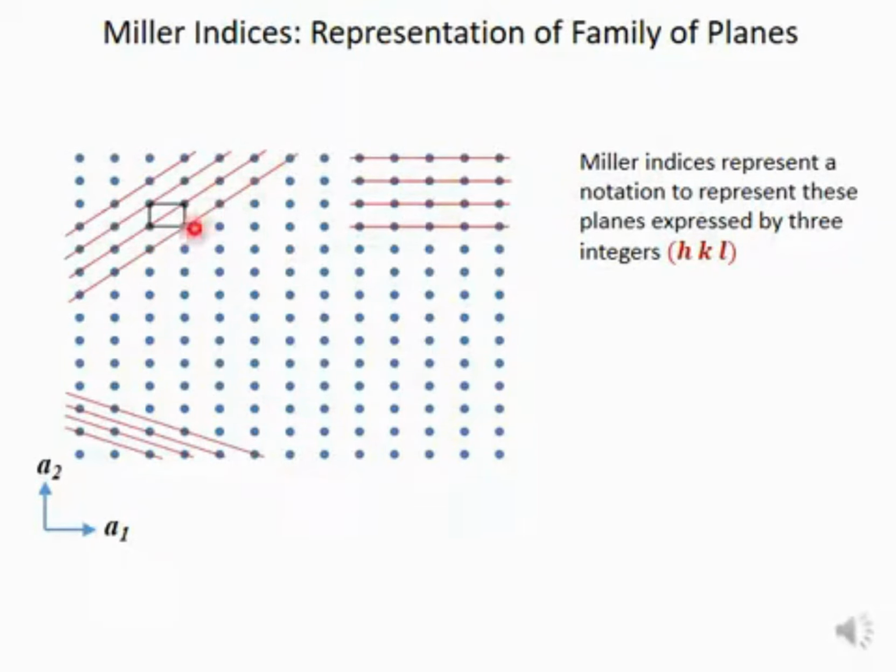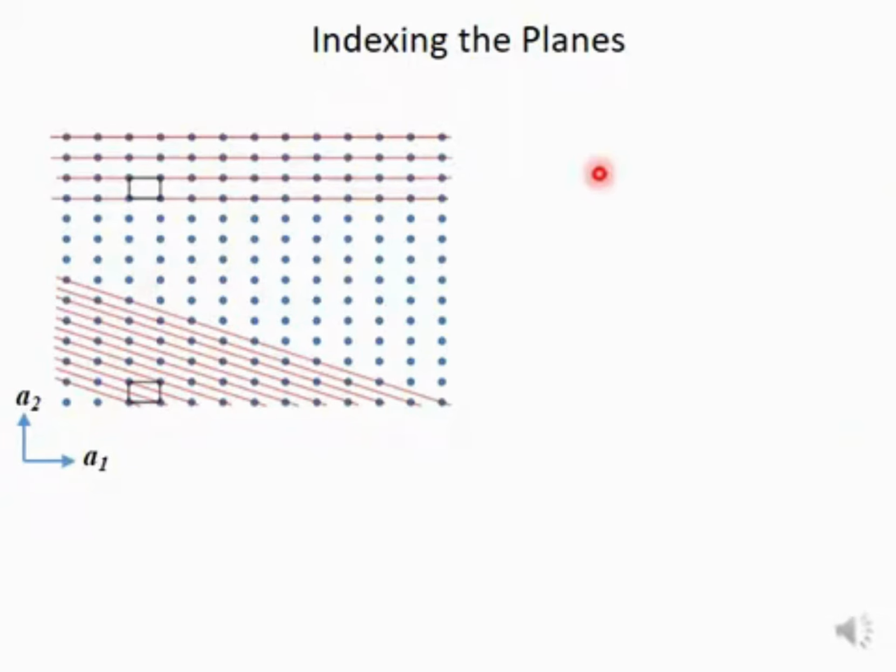This set of planes would have Miller indices h, k, l values. So the Miller indices have three indices: h, k, l. Let's find how this indexing of a family of planes is done.